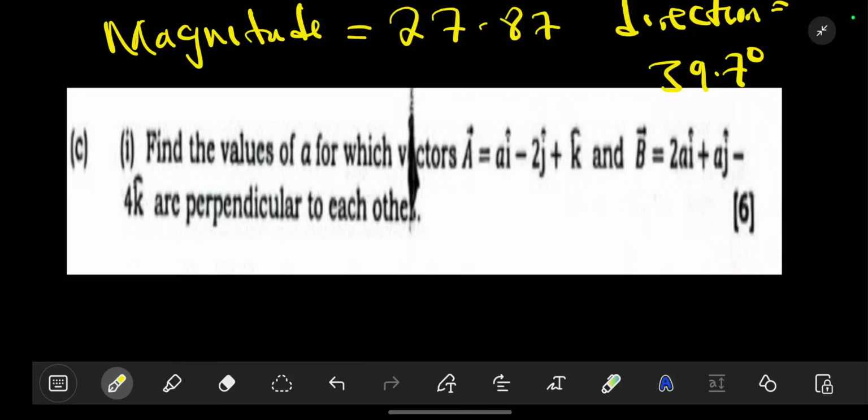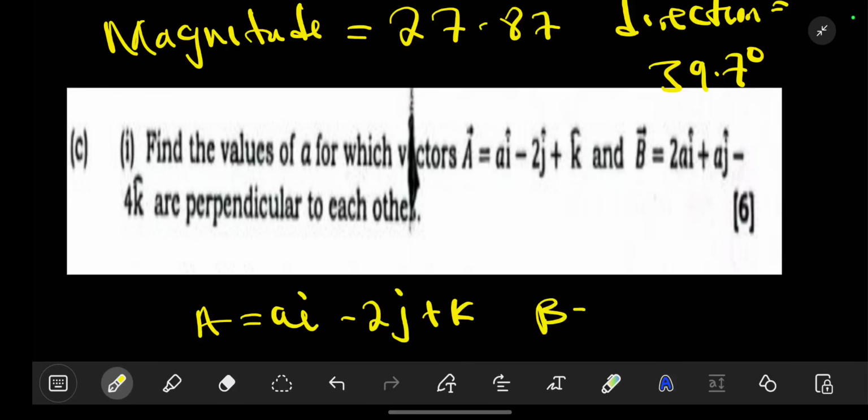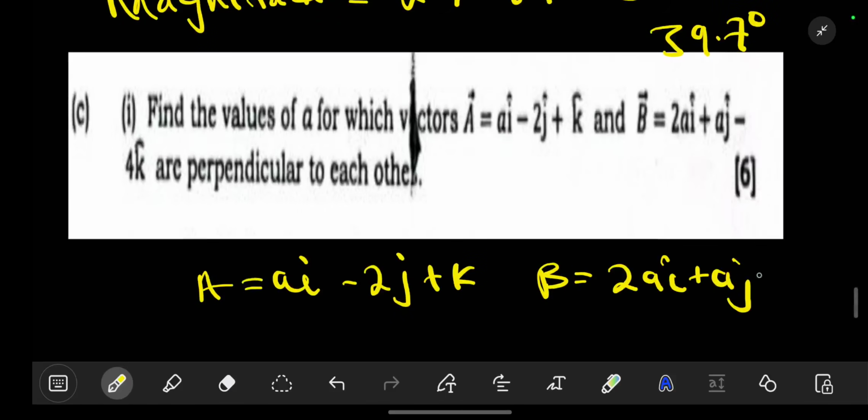So this one we have: find the values of a for which vectors a = ai - 2j + k, and b = 2ai + aj - 4k, are perpendicular to each other.